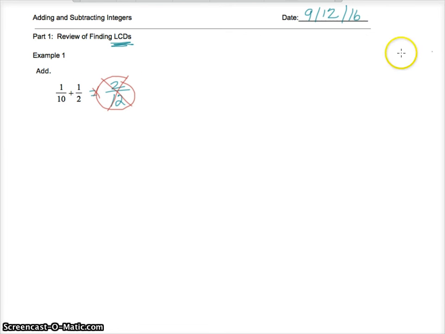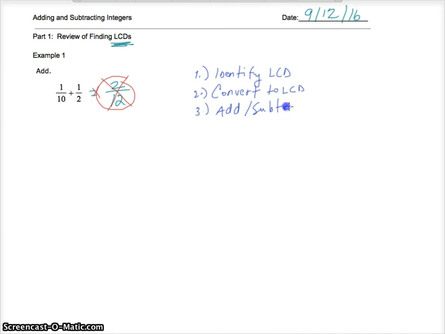The first thing we actually need to do is to identify our LCD, least common denominator. Identify the least common denominator. Then we need to convert our fractions to the LCD. And then we're going to add or subtract. So go ahead and take a couple seconds to pause the video and write these steps down.